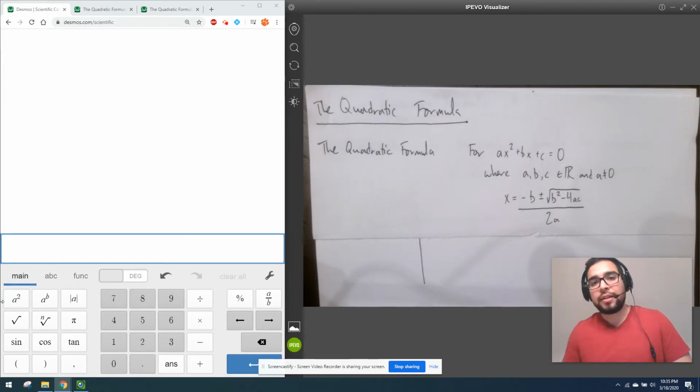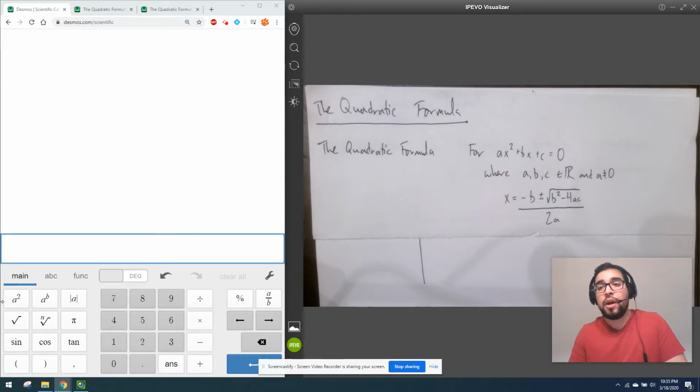Recall from our last lesson, we learned about the quadratic formula. The quadratic formula is a set of solutions to a quadratic in the form of ax squared plus bx plus c is equal to 0, where a, b, and c are in the set of real numbers and a is not equal to 0. If that's the case, then x is equal to the opposite of b plus or minus the square root of b squared minus 4ac all over 2a.